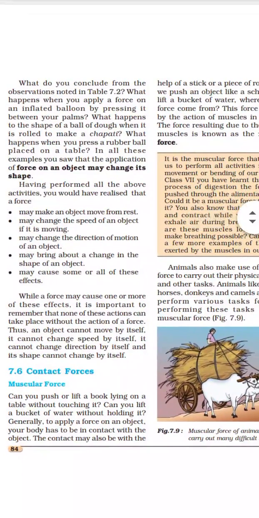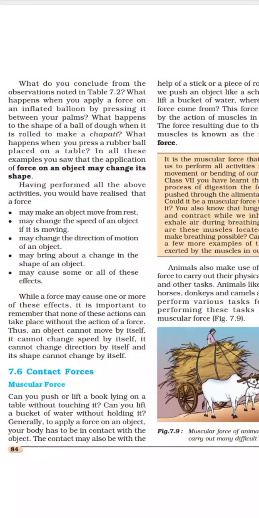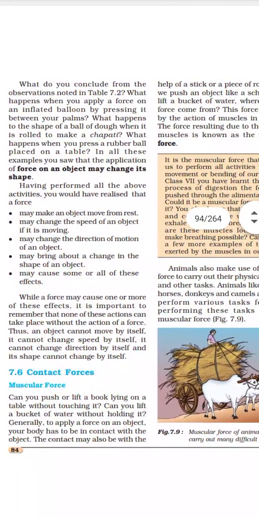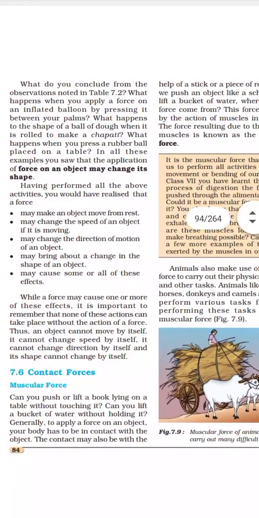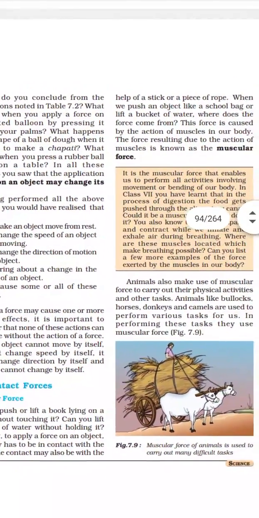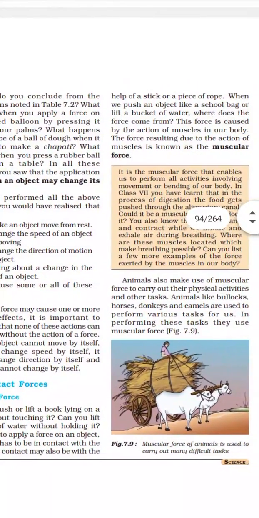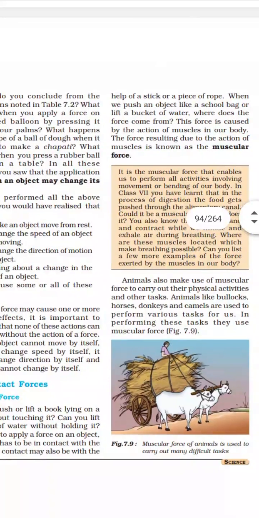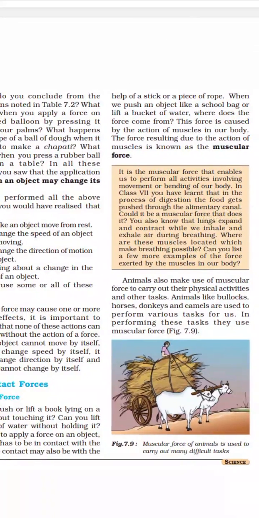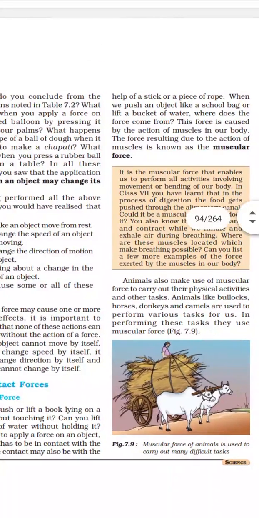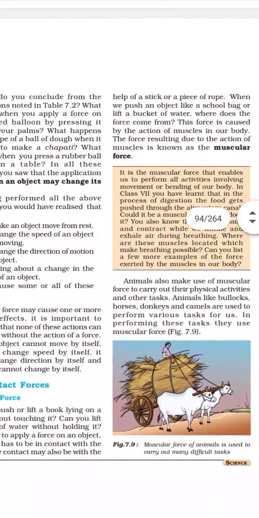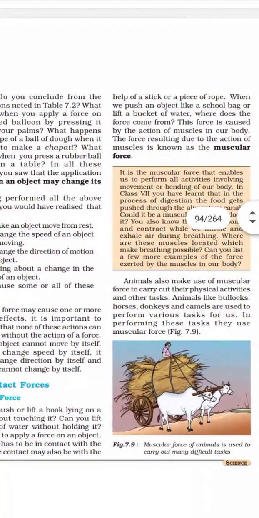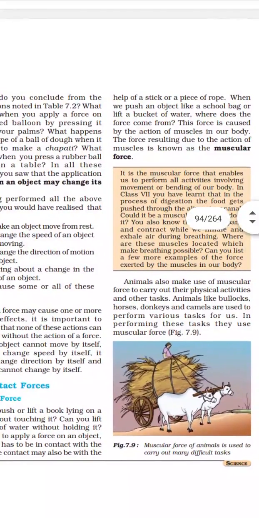We cannot lift a book on a table without touching it. We cannot lift a bucket of water without holding it. Generally, to apply a force on an object, your body has to be in contact with the object. The contact may also be with the help of a stick or a piece of rope. When we push an object like a school bag or lift a bucket of water, the force comes from the action of muscles in the body. The force resulting due to the action of muscles is called muscular force.